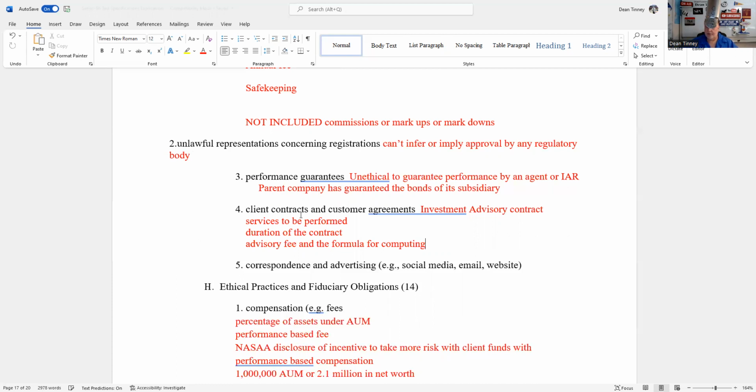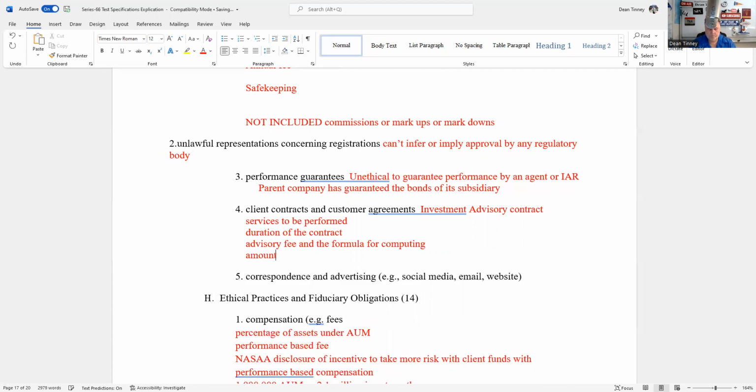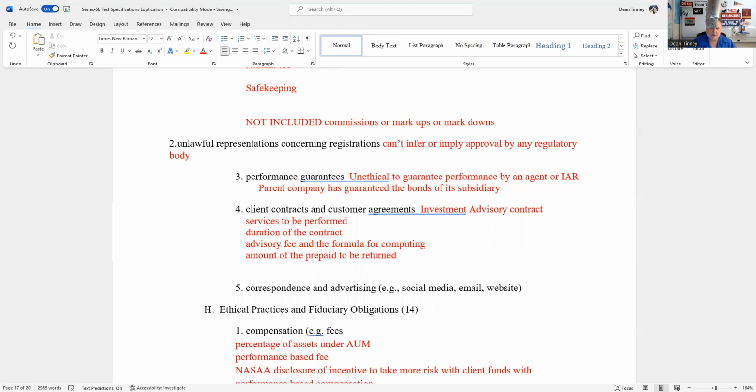Computing that advisory fee, the amount of a prepaid fee that will be returned. And remember, there are other rules you get tested on about how much I can charge, more than 500 for more than 6 months, that kind of stuff. I'll just warn you about that.